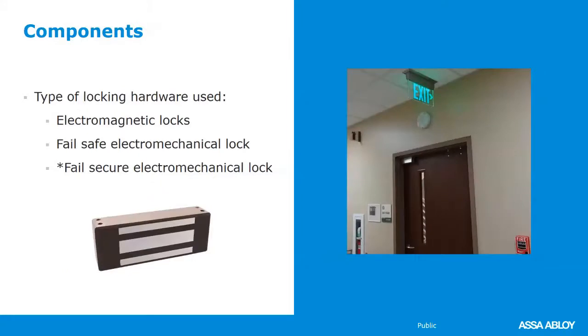The components of controlled egress primarily will be a mag lock. It is fail-safe right out of the box, or you could use a fail-safe electromechanical lock. If you meet the criteria for the exceptions, then you could use a fail-secure electromechanical lock and not tie it into the fire alarm system.